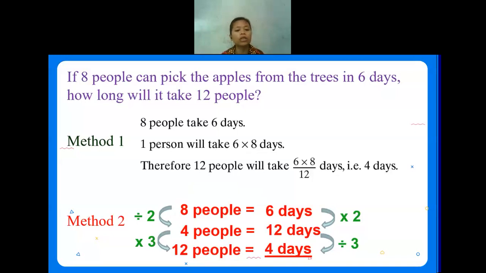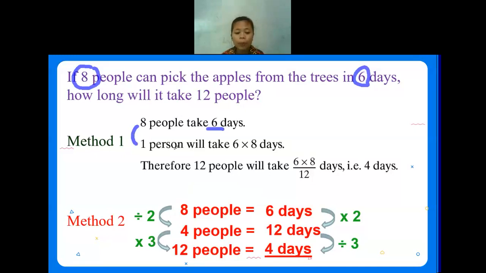When it is inverse proportion, the very first step here is that we always multiply all the numbers in the very first sentence, 8 and 6. So we multiply 8 and 6, it will equal 48. Why do I have to multiply? Because it's based on the second method actually. If 8 people take 6 days, so it means for one person, from 8 into 1, I need to divide it by 8. So from number 6, I need to times it by 8.